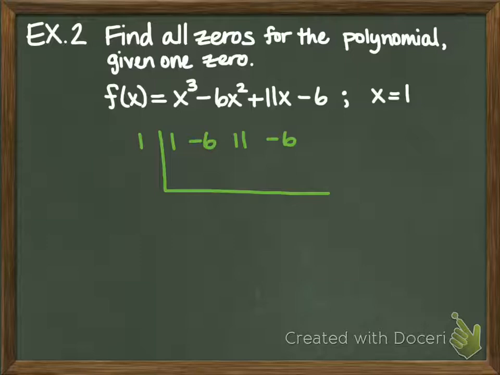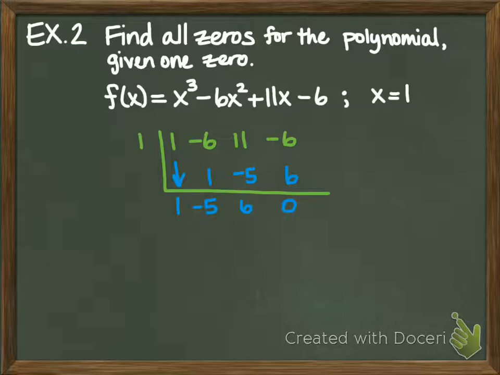So even though I know this works, we still want to do synthetic division to get a simpler equation. When we're doing synthetic division for a solution, we want a remainder of 0 at the end. So you bring down your first number. 1 times 1 is 1. Negative 6 plus 1 is negative 5. Negative 5 times 1 is negative 5. 11 minus 5 is 6. 6 times 1 is 6. Negative 6 plus 6 is 0, which is what I want. I want a remainder of 0.